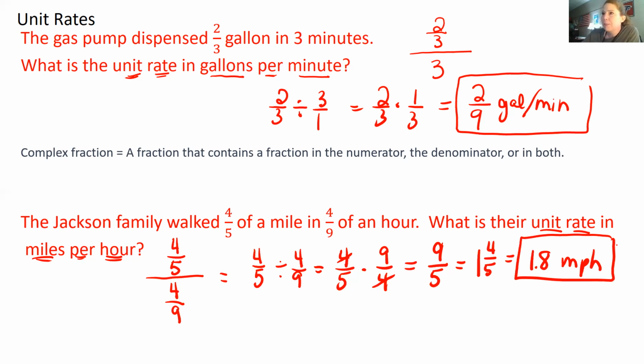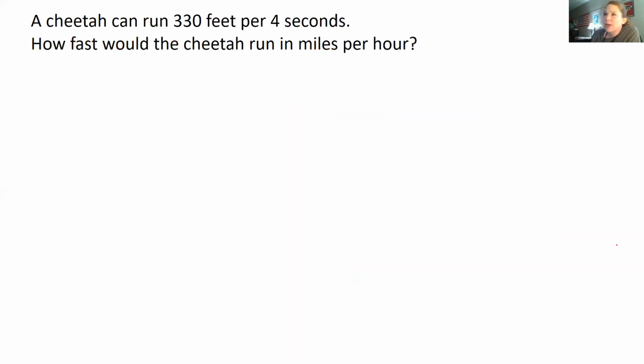Okie dokie. All right, a cheetah can run 330 feet in 4 seconds. It could ask what's the unit rate of how many feet per second, but it doesn't ask that. It asks how fast will the cheetah run in miles per hour. So we have to do some conversions. So the first thing we got to do is turn feet into miles.